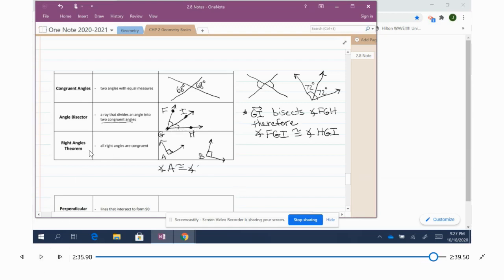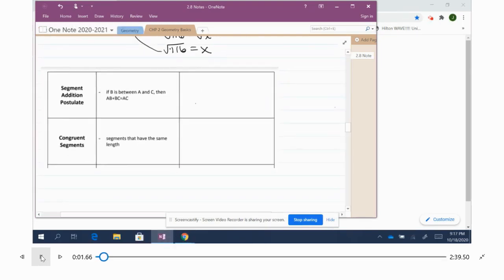I think this is it. All right angles are congruent to each other. So if I draw a right angle anywhere and then another right angle in another location, they have to be the same. They have to be congruent, even if they're not right next to each other.